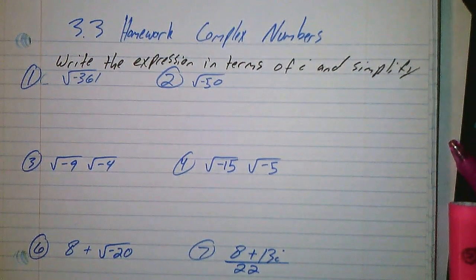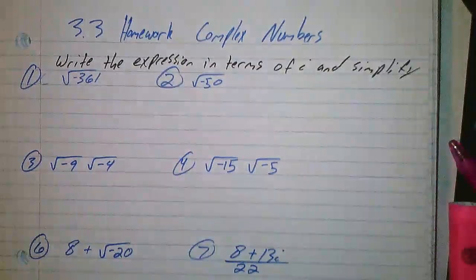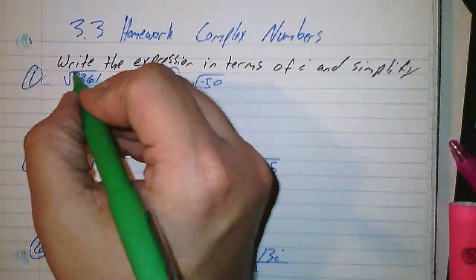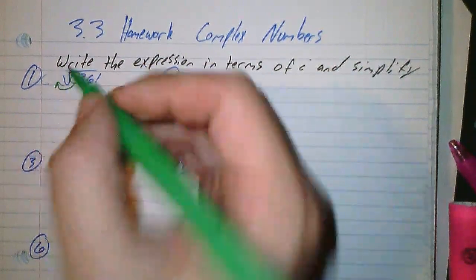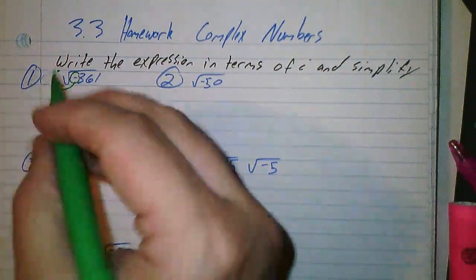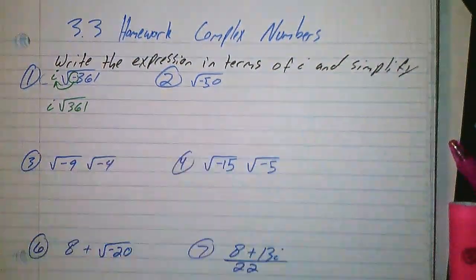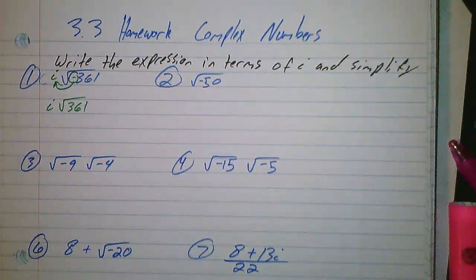All right, let's take a look at the homework for section 3.3, working with complex numbers. Number one, we have the square root of negative 361. Of course, we cannot take the square root of a negative, so that moves out as i. So we really have i times the square root of 361.